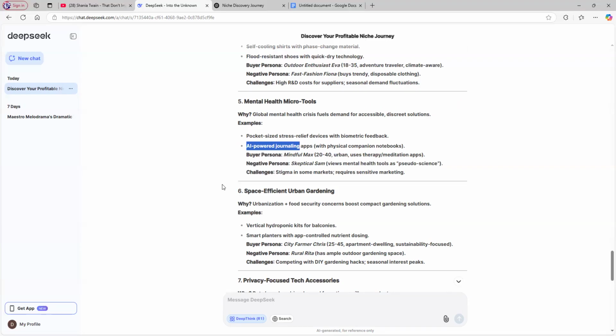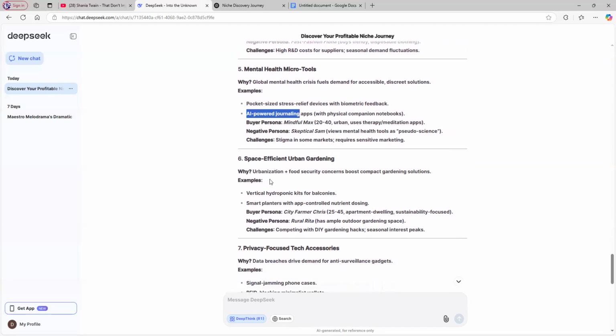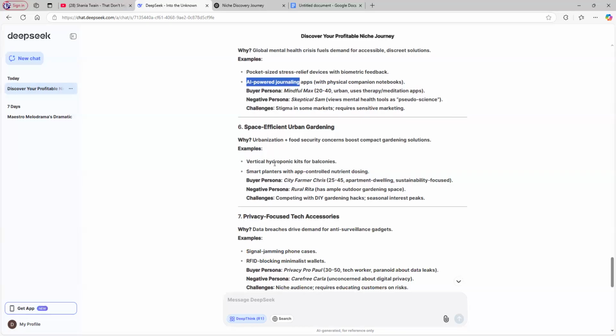Let's see here. We got space effective urban gardening. Yes, that's actually a pretty decent one. Vertical, yep. The hydroponic kits are actually starting to take off. Smart planters, I think I've seen like one or two of those.